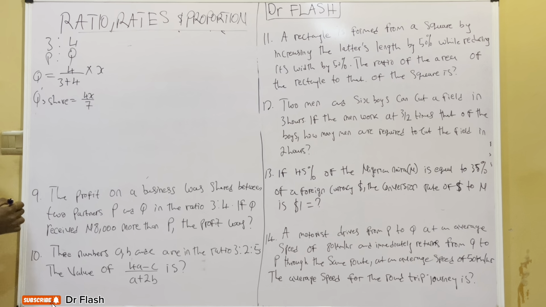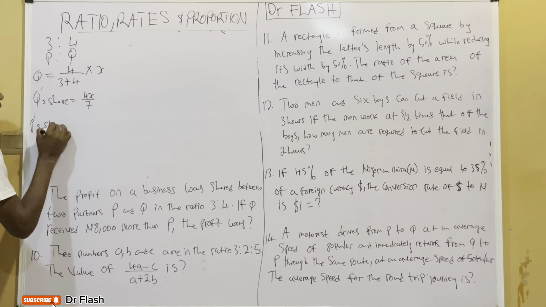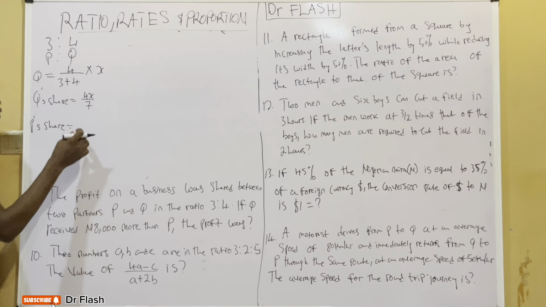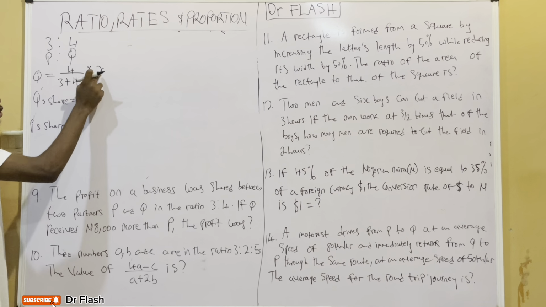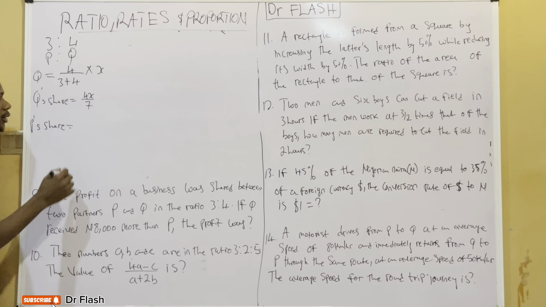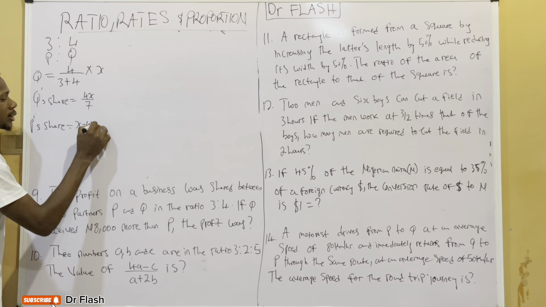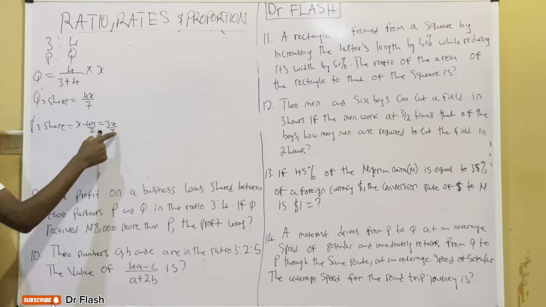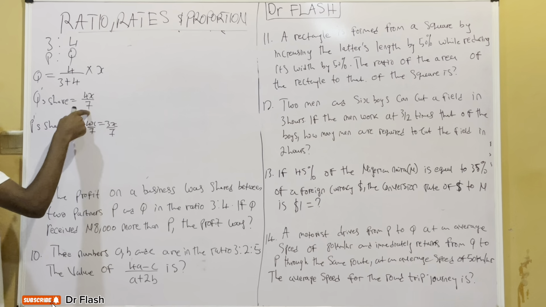Now, if Q's share is 4x over 7, what will be the value of P's share? P's share will be equal to x minus this, right? Because if this one is for Q and x is what they share, when you remove this from x, you are going to get that of P. So that will be x minus 4x over 7, and that equals 3x over 7. So P's share is 3x over 7, and Q's share is 4x over 7.